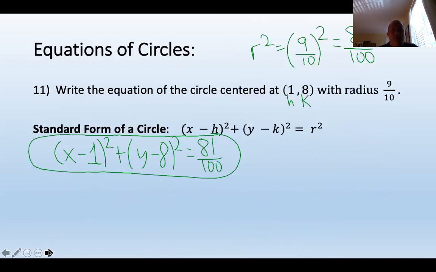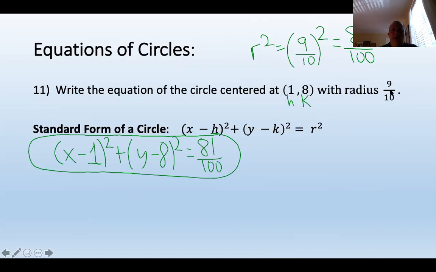Number 11 says write the equation of the circle centered at (1, 8) with radius 9/10. Now, standard form of a circle is (x minus h) squared plus (y minus k) squared equals r squared. R is the radius and (h, k) is your center. So we already have the center to be (1, 8). We'll label 1 as h and 8 as k.